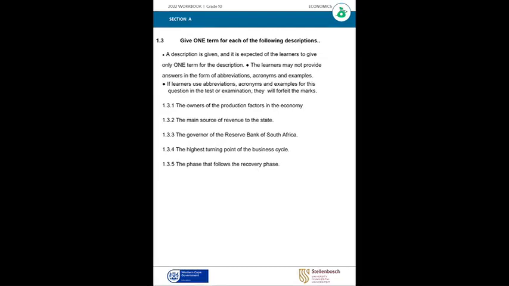The highest turning point of the business cycle, we dealt with this under the section, the 1.1 question, where they spoke about the difference between the peak and the trough. So the highest turning point is the peak, and the phase that follows the recovery phase, we had that also in section A, because we had the recovery phase is followed by the prosperity phase, right? Those are your two phases of your upswing.